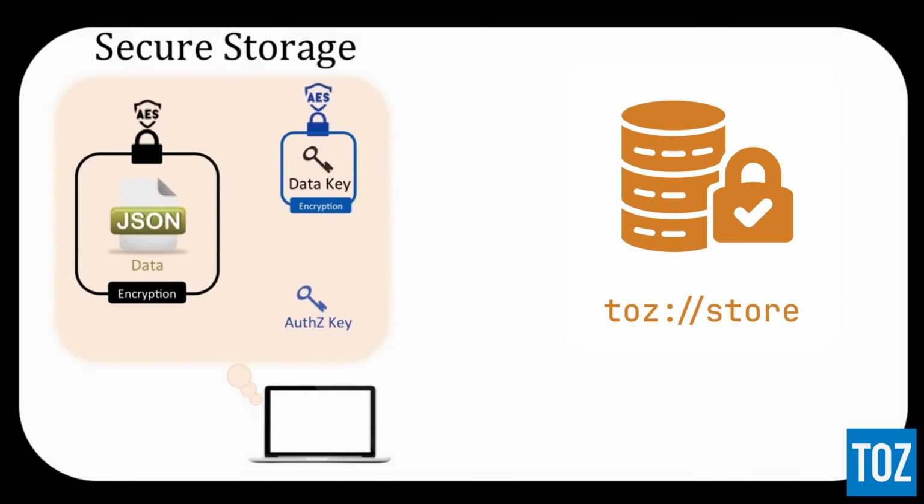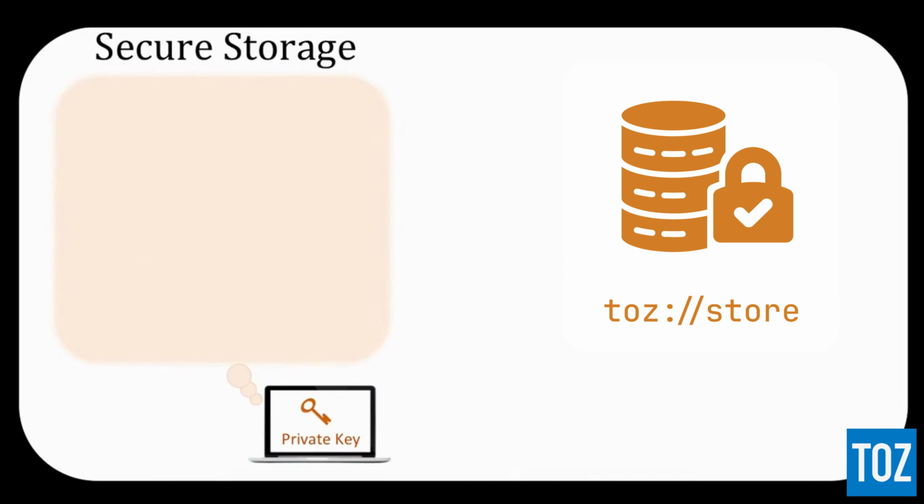On your device, a data key is generated to encrypt the JSON data efficiently using the symmetric AES cipher. To facilitate sharing, an authorization key, another symmetric AES key, is created. The data key is encrypted with the authorization key, which is then further encrypted with an asymmetric RSA key pair. To enable sharing, the encrypted data, along with your public key, is stored on the TOZ Store server.